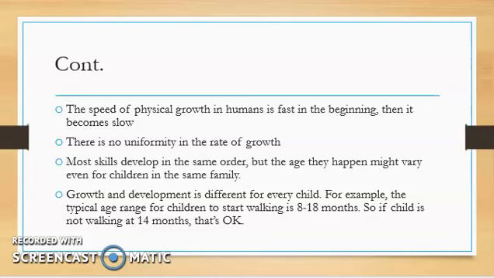For example, the typical age range for children to start walking is 8 to 18 months. So this is a typical age. So if a child is not walking at 14 months, that's okay. So these are the individual differences which we can see in the process of human growth and development, and this is nothing to worry about. We have talked about different factors influencing the process of growth and development, and it is very obvious that if we are facing different factors, they are definitely affecting the speed and process of our development.